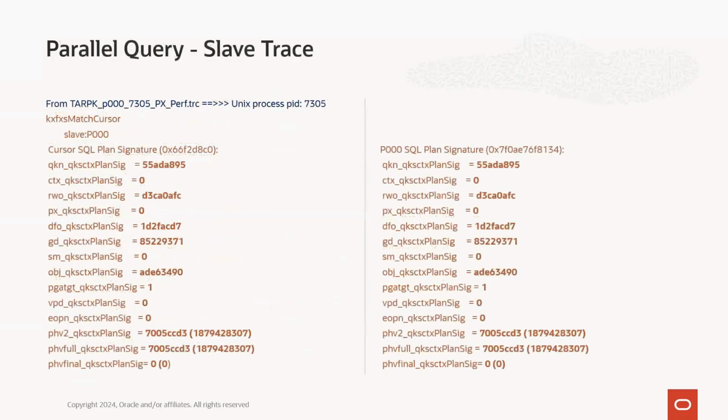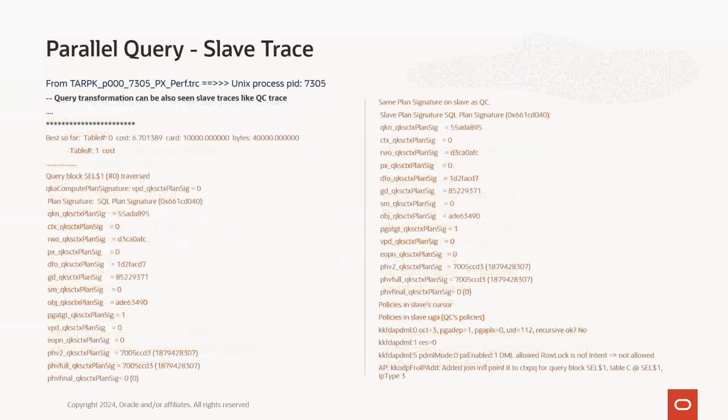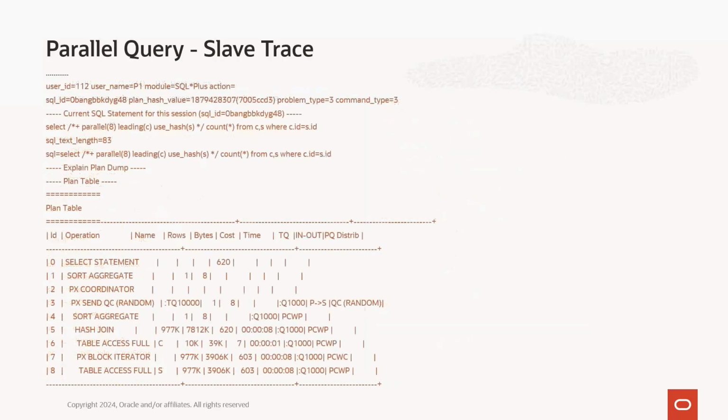So this is the slave trace. We can see the P007305 trace. And we can see the signatures are exactly matching. That has to match exactly. Otherwise, we are going to see errors or wrong results. These signatures will be there in each slave and each will be identified based on the queue name and the DP, which we have seen in the earlier slides. And we can see the execution plan also in the slave traces.